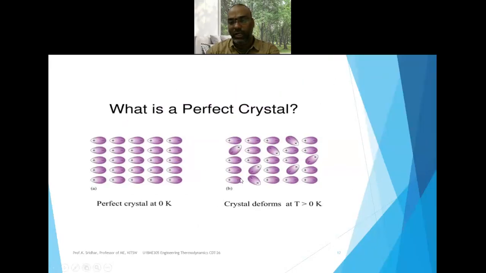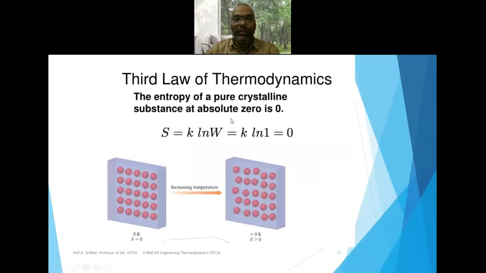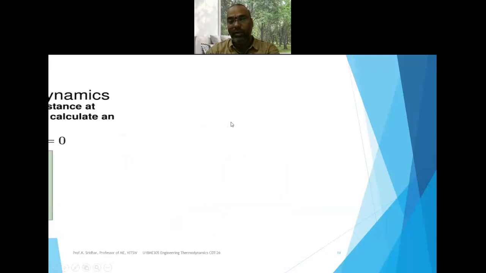What do you mean by perfect crystalline substances? You can see here a perfect crystal at 0 Kelvin, with positive and negative nodes. A disturbance takes place whenever the crystal deforms at a temperature higher than 0 Kelvin. So for a perfect crystalline substance at absolute zero temperature, the entropy value is zero, and whenever it deforms above 0 Kelvin, the disorderness of the molecules increases, which leads to higher entropy. Once again, the entropy of a pure crystalline substance at absolute zero temperature is zero. That is the meaning of the third law of thermodynamics.